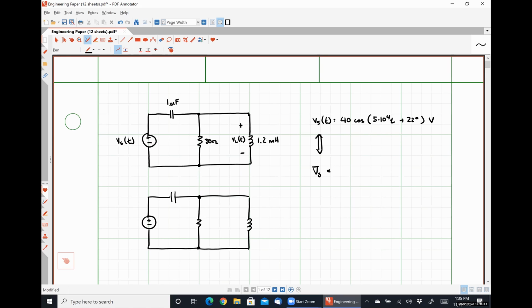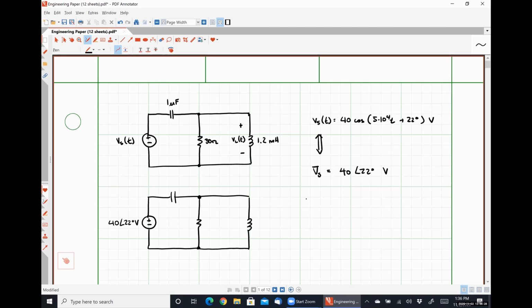There's two pieces of information that you need to carry, all right? The magnitude and the phase angle. That's it, okay? As long as your voltage signal is a cosine function, that's all you need. So in the frequency domain, we would represent 40 cosine 50,000 t plus 22 degrees as literally just 40 angle 22. We throw away the frequency information, we keep only the magnitude and the phase angle. So we have 40 angle 22 degrees volts right here.